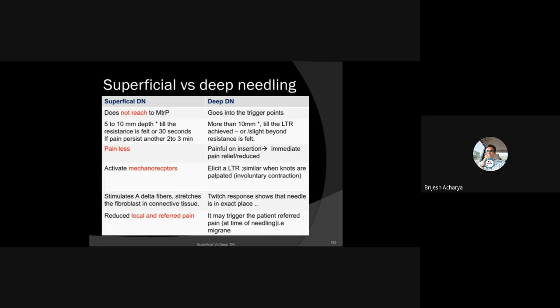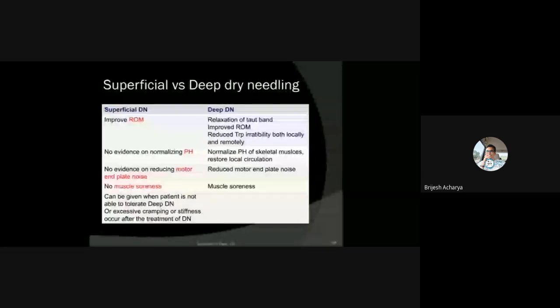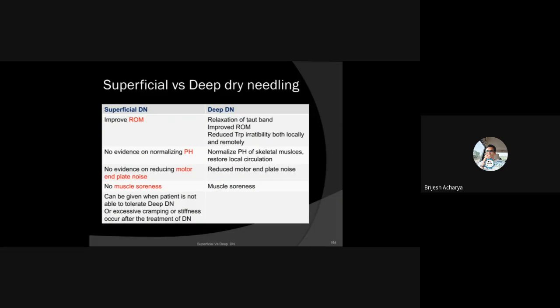Here you can see there is no local and referred pain in superficial dry needling, whereas in deep dry needling referred pain is present. Both improve the range of motion, but there is a relaxation of taut band and reduced irritability of the trigger point in deep dry needling. There is a pH normalization in deep dry needling. It is not there in superficial dry needling. So this is some difference between these two methods.